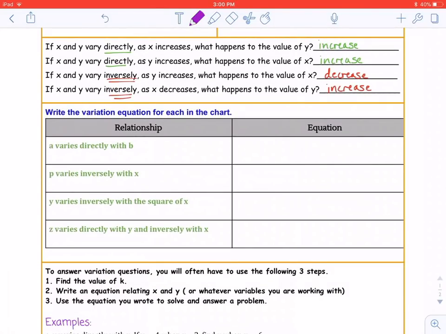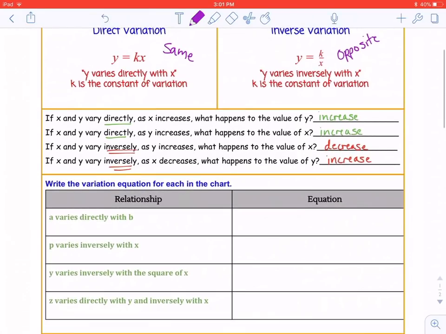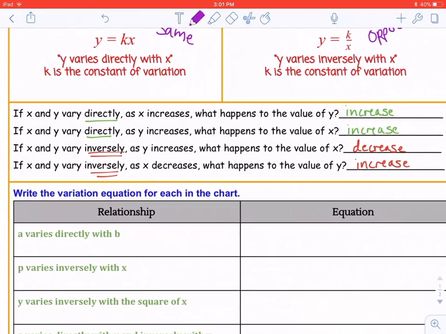So this little chart wants us to write the variation equation for each description in the chart. So A varies directly with B. It's just using different variables, but it's really that same formula we looked at up here at the top. We normally say y equals kx. We just need to say A equals kB. It's just that where y was is now A, and where x was is now B. But it's that same exact equation, really.